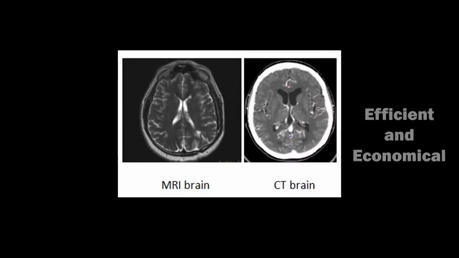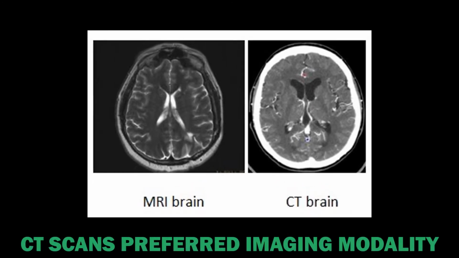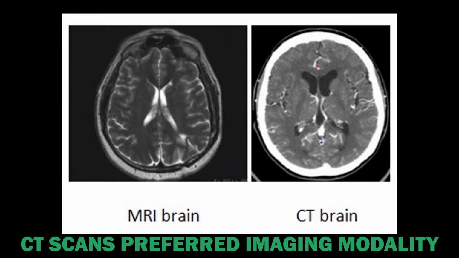CT scans, while sharing similar imaging abilities to an MRI, are more efficient and economical. However, an MRI allows the visualization of finer details better than a CT scan could. Currently, CT scans are the preferred method to image a stroke due to the visualization of significant detail as well as being more affordable and accessible to the general public.